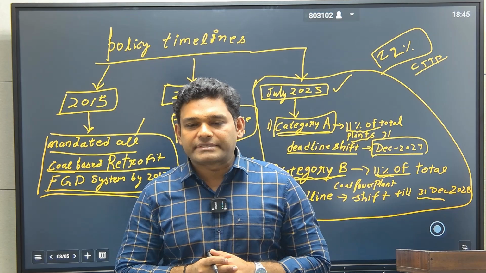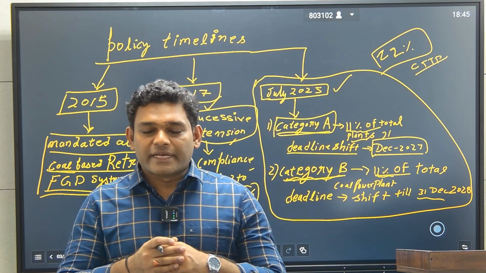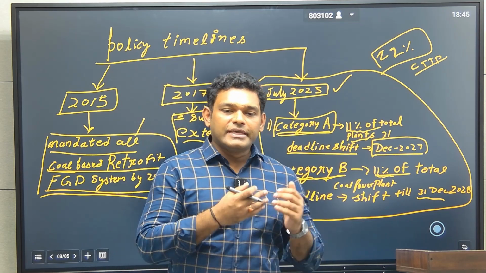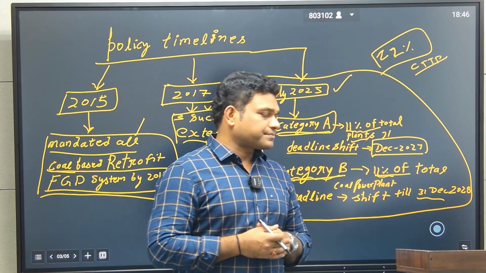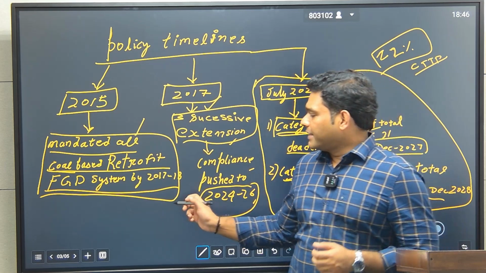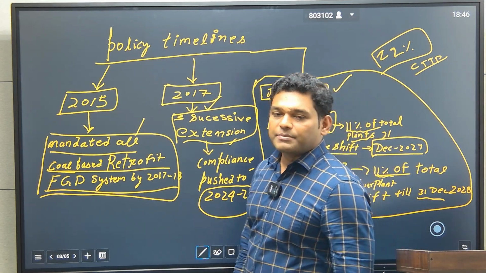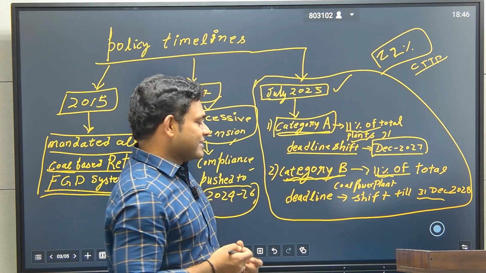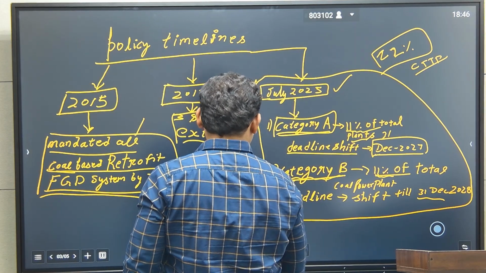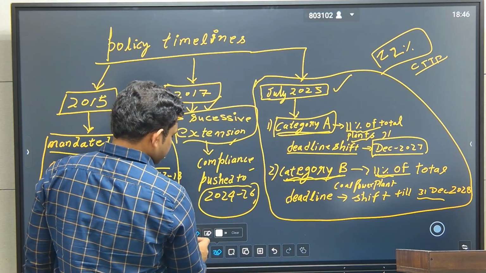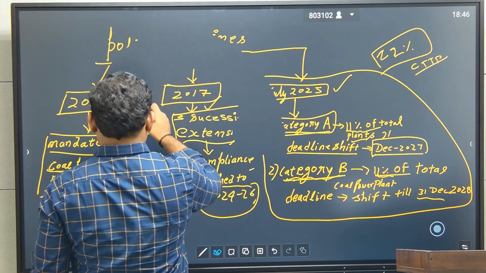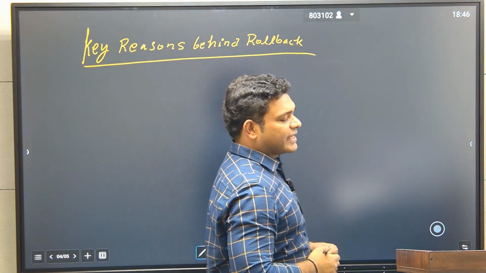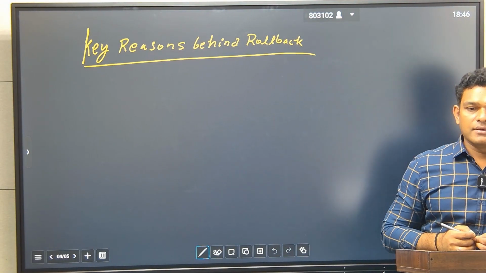It is based on certain logic, certain points, on why they took this decision. We will see. If the Government of India takes some decision, it is always based on some committee's reports, right? They don't take haphazard decisions. They always give reasons. So let's see, what were the key reasons behind the rollback?